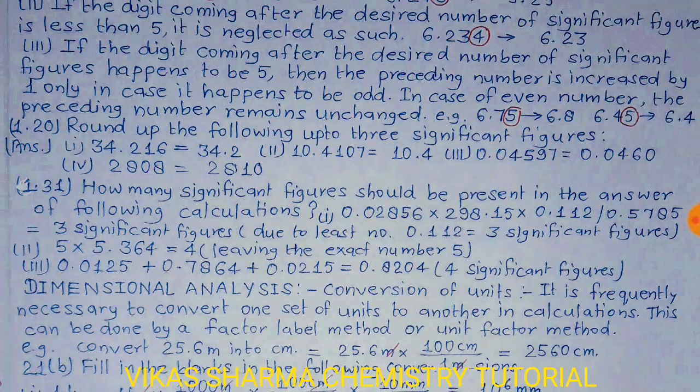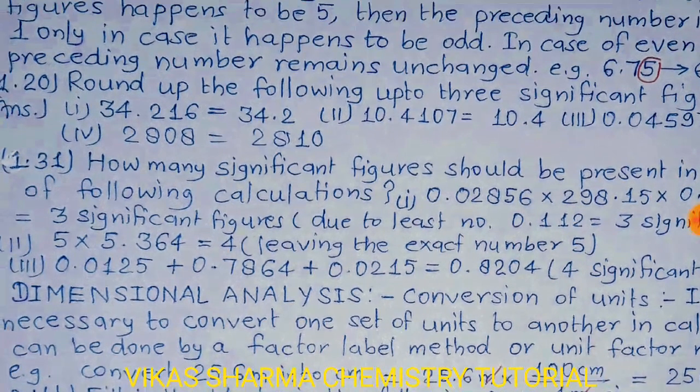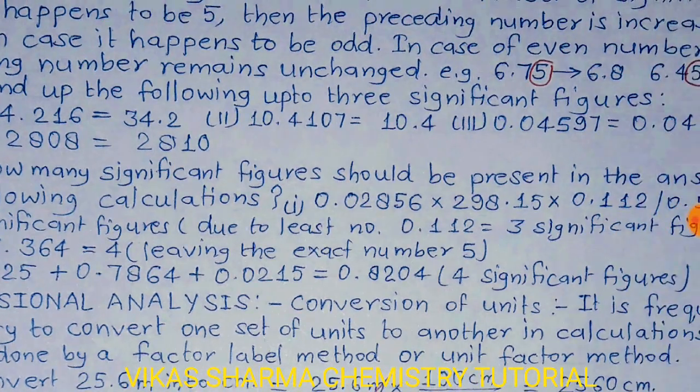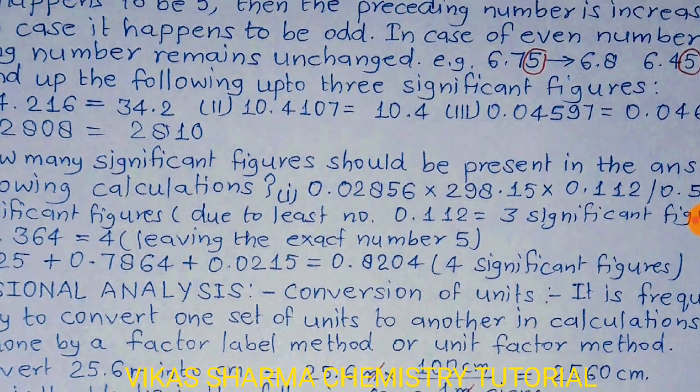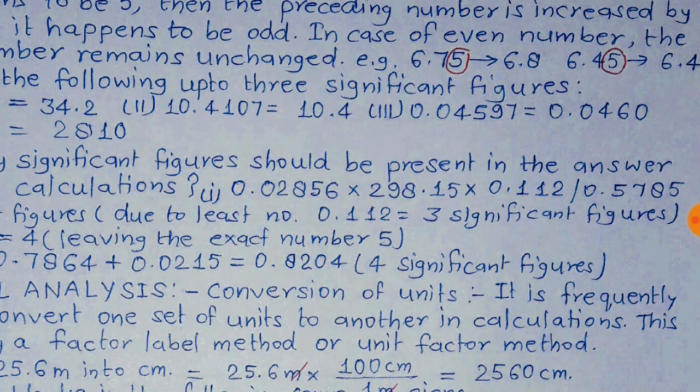In the second question, 5 into 5.364, multiply, how many significant figures? So they are 4 because 5.364 has the greater number, so we check what the maximum is. Same for the third question, 0.0125, 0.7864, 0.0215. So students, the minimum significant figures is 4, so the answer is 0.8204.